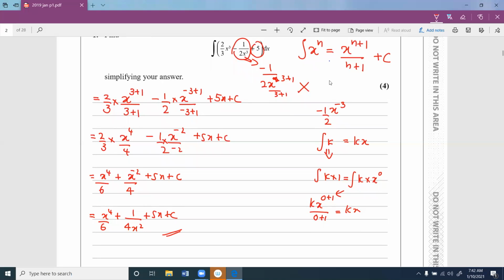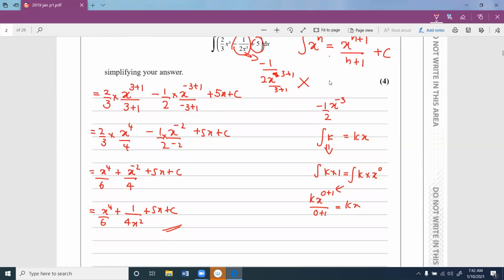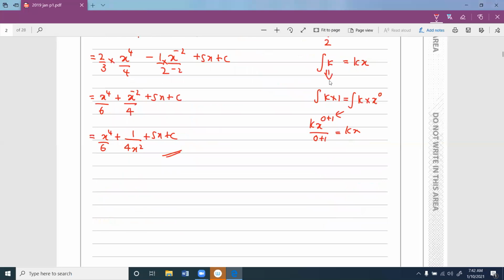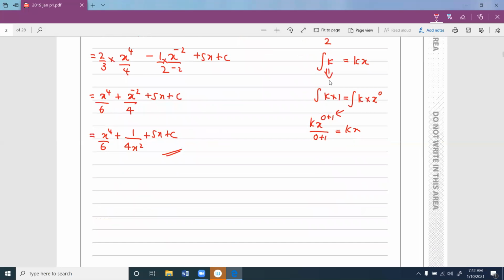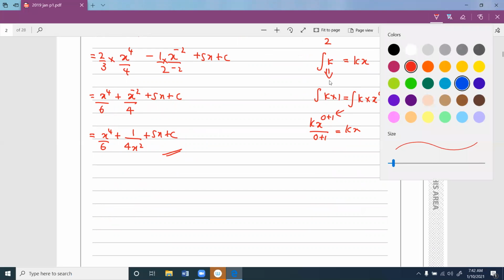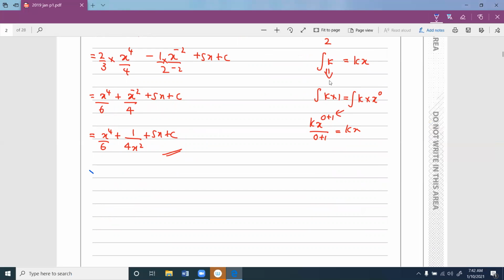In certain questions, they might give you this kind of condition. In this situation, we only had to find the value for C because they have not given any boundary conditions. Sometimes they might give you a question like this. In that kind of situation, you have to find the value for C. So they mention the curve Y passes through 1, 2.